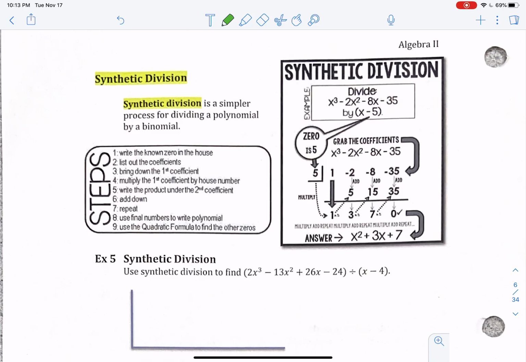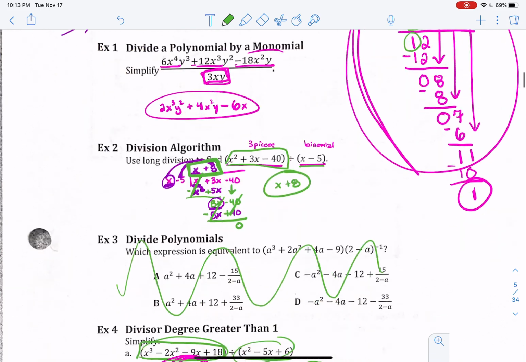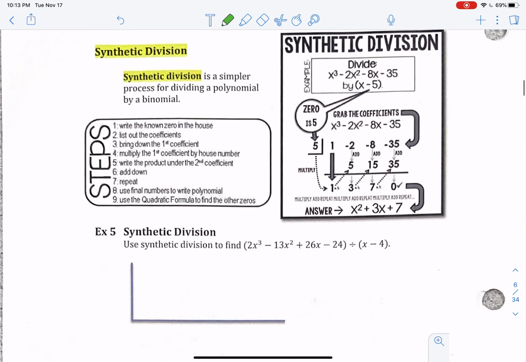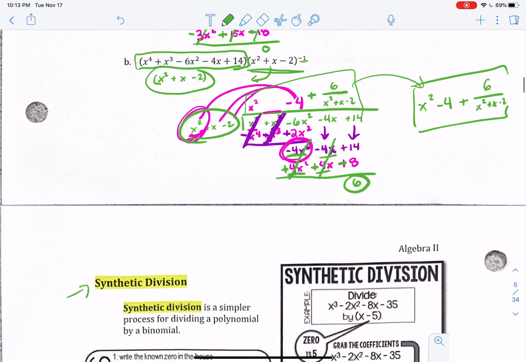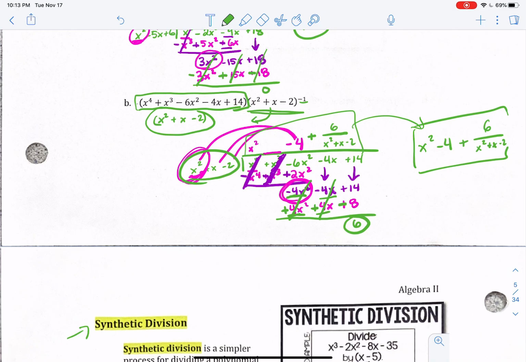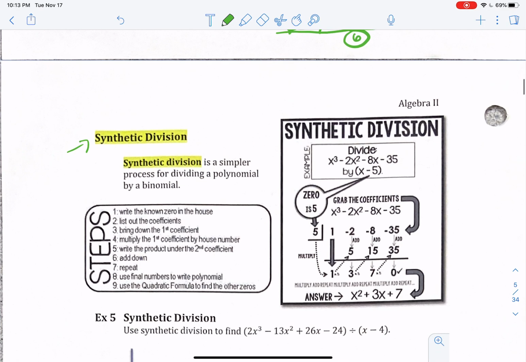Okay, Algebra 2, this is the second half of 4-3 notes. We're still doing division, but this is synthetic division, and synthetic division you will like a whole lot more than long division. Long division is kind of a doozy. Synthetic division is a lot cleaner and nicer.